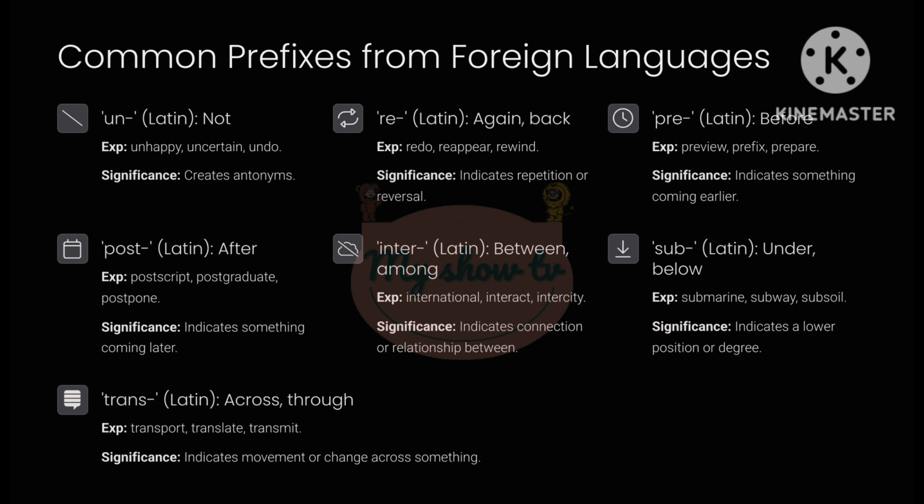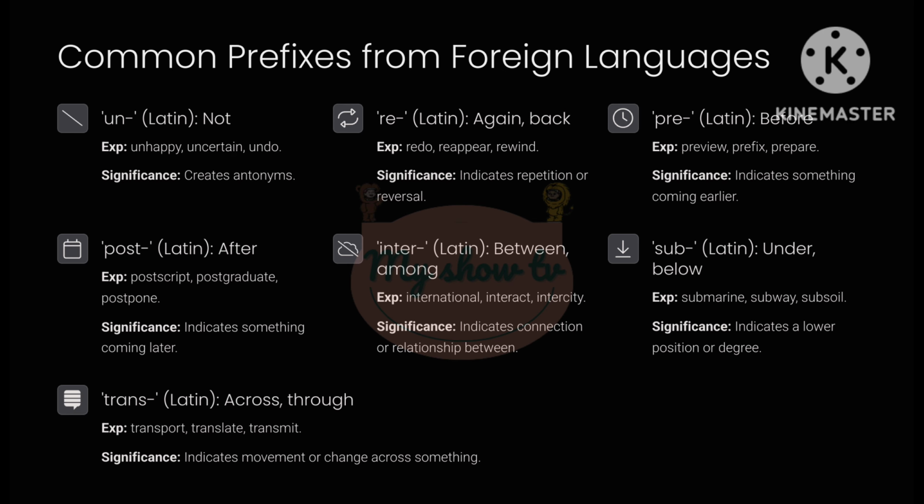2. Re, also from Latin, signifies again or back. It often indicates repetition or reversal of an action. Examples include do becomes redo, do again, appear becomes reappear, appear again, and wind becomes rewind, wind back.